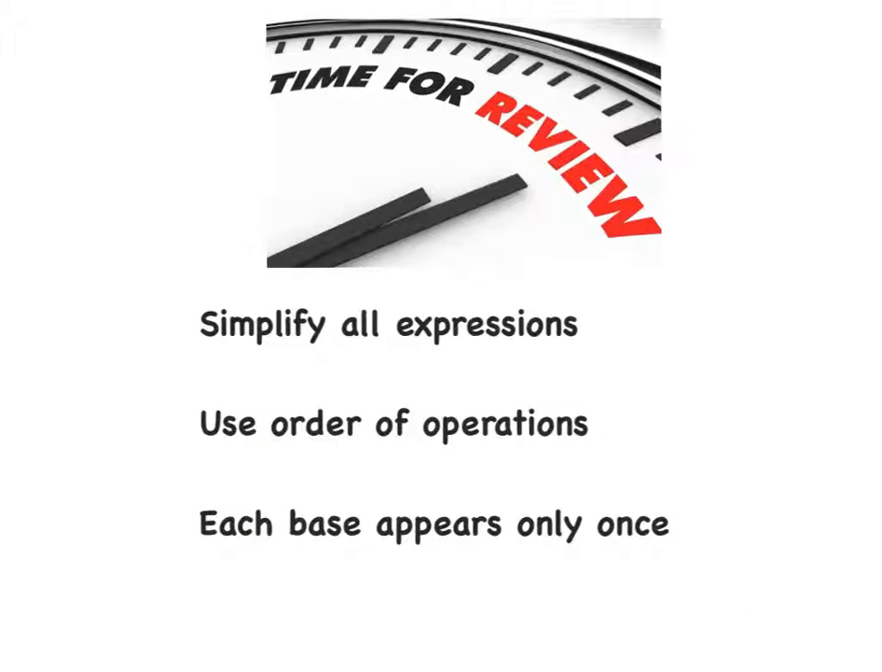So a quick time for review. Remember, always simplify your expressions. Use your order of operations, and each base really should show up once. So if it's x to the second, and then you're multiplying it by another x to the fourth, remember the final answer is there's only going to be one x. So then you would add the second and the fourth together, so it'll be x to the 6.